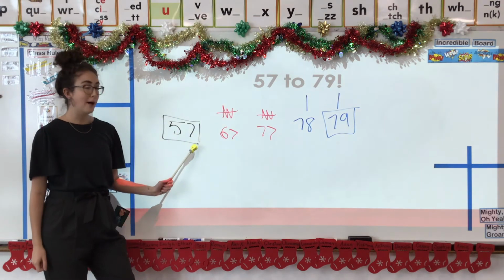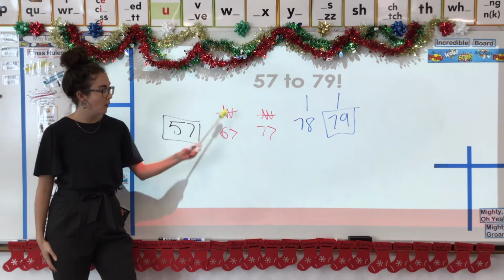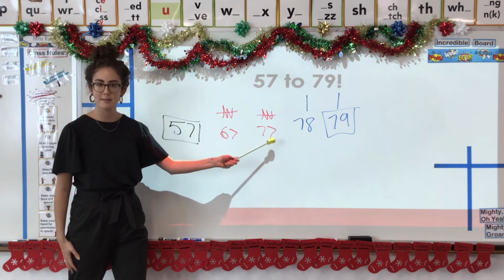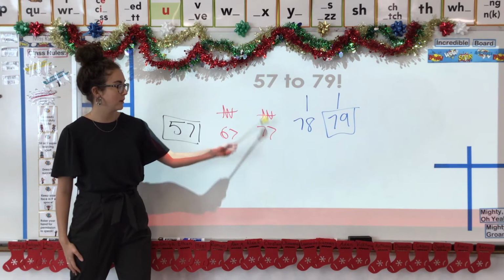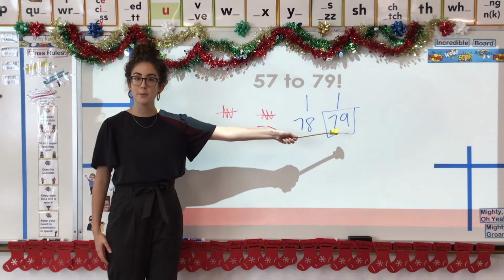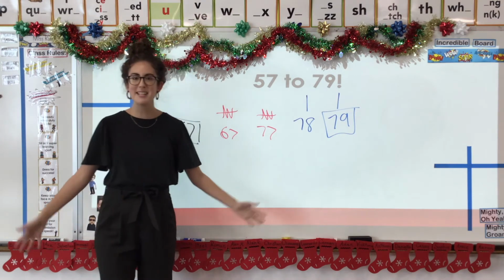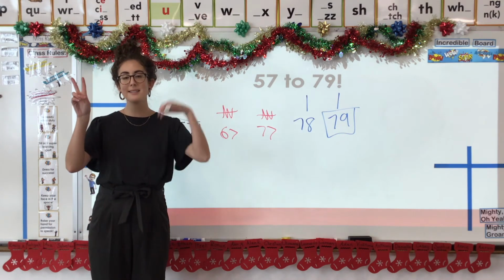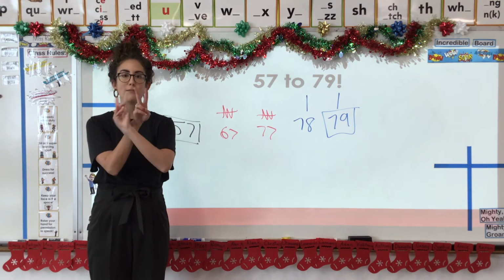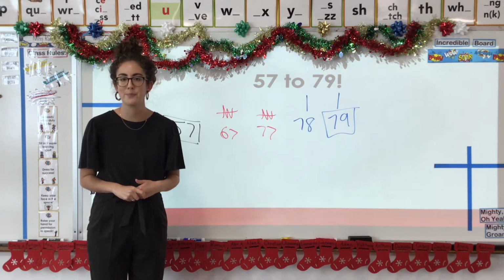Here we go. How many tens did we count? 1 ten, 2 tens. How many ones did we count? 1, 2. There you go. It was exactly the same. 2 tens and 2 ones. We just were reversing it from last time.